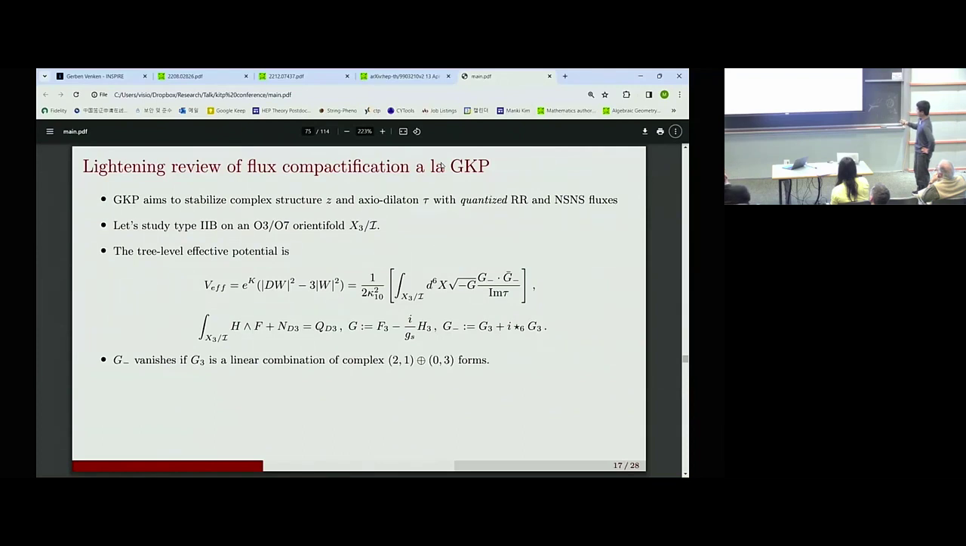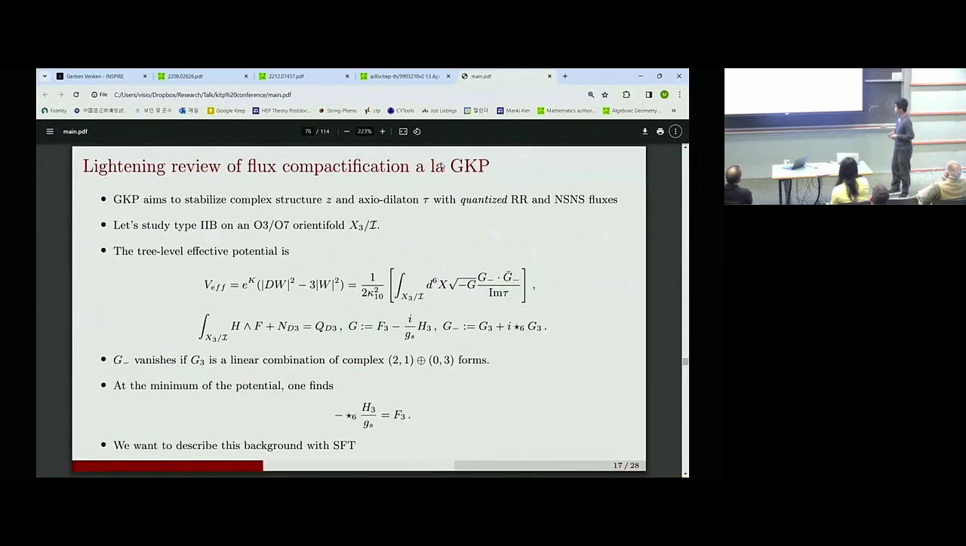And this particular linear combination is a complexified 3-form flux. And this vanishes when the complexified form is (2,1) plus (0,3), which just tells you that you need to fix the complex structure moduli to minimize the potential. And at the minimum, you have this relation. And simply what I want to do is to reproduce this using string field theory so that I can set the stage for further computations.